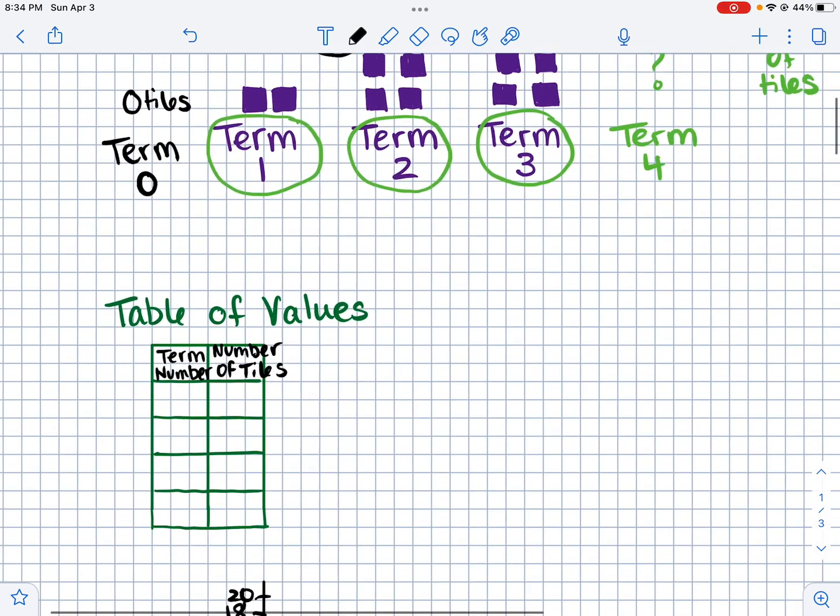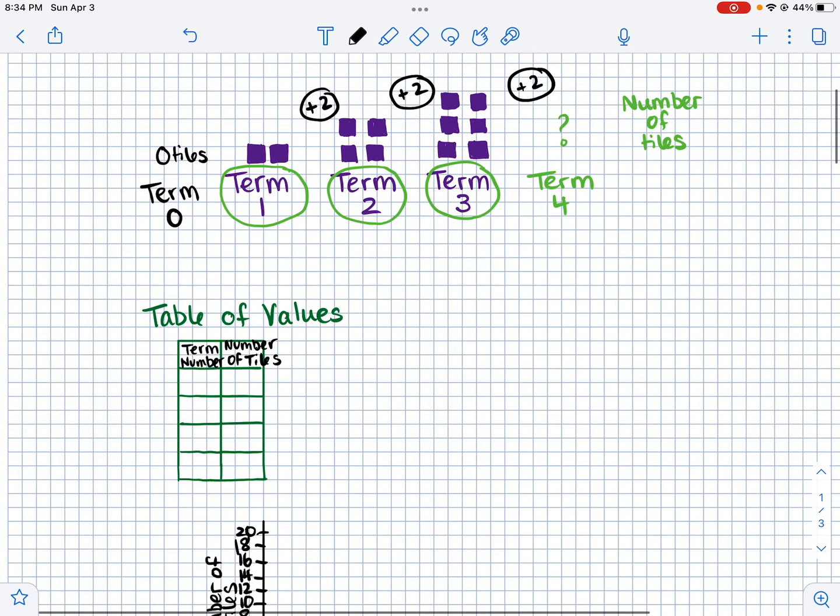So I'm going to make a table of values with this pattern. In the first column, I'm going to put the term number. That's going to be called my independent variable. That's just the variable that is constant, like it's 0, and then it's 1, and then it's 2, 3, it's just going to go up regardless. Whereas the number of tiles is my other variable, and it's going to be called my dependent variable, because it depends on the term number.